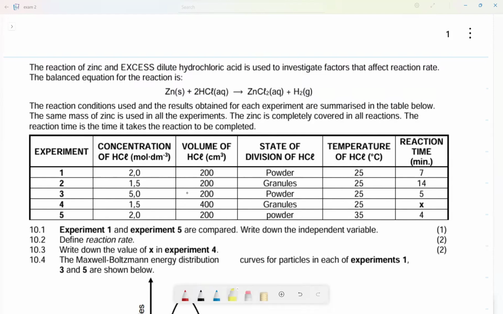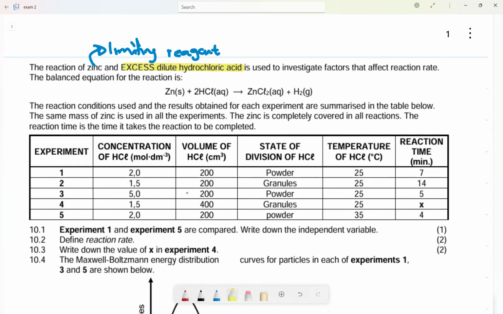Now, in today's video, we're going to be looking at exam question number 2 under reaction rate. So, without wasting any further time, let's just dive into it. It says the reaction of zinc and excess dilute hydrochloric acid. Okay, so if the acid is in excess, it means zinc is the limiting reagent or reactant, used to investigate factors that affect reaction rate.